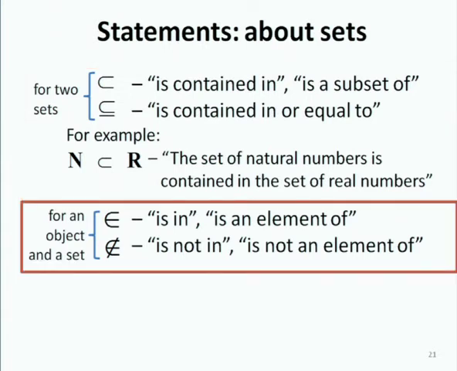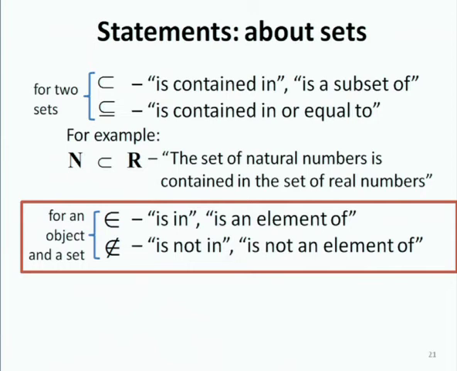This notation is used for an object and a set. This one here, it looks like an E, is read aloud as "is in," or more formally "is an element of," or "is a member of." And you can put a cross through it as well to mean "is not in." And that is specifically reserved for objects being in sets.